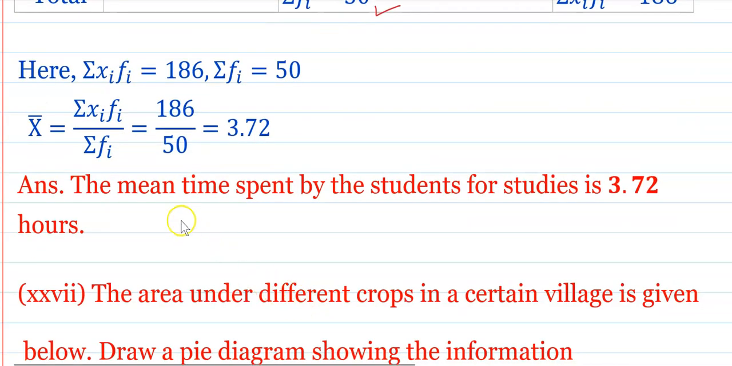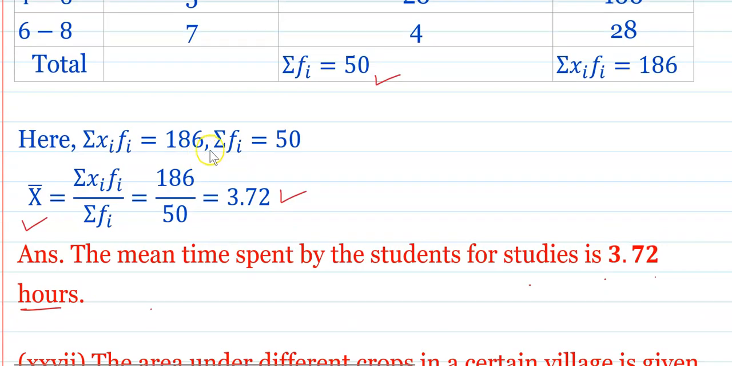What is the formula for mean? X bar is equal to summation xifi upon summation fi. 186 upon 50, and after simplification, you will get 3.72. Therefore, the mean time spent by the students for the studies is 3.72 hours. हे hours प्रत्येकदा गरजेचं असतं. Okay. Therefore, the mean formula easy. This is the direct method. Okay. Easy question.